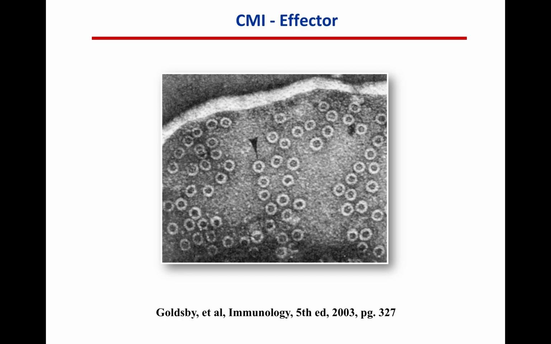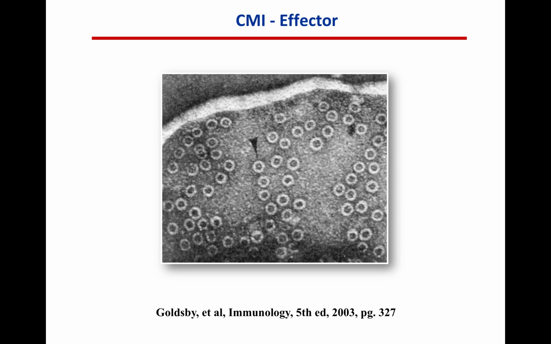So we ended the last lecture talking about CMI effector responses and the fact that they, like we saw with complement, induce these porins, these perforins, these protein-based polymeric holes in membranes, causing the membranes to lose their integrity and eventually leading to cell death.